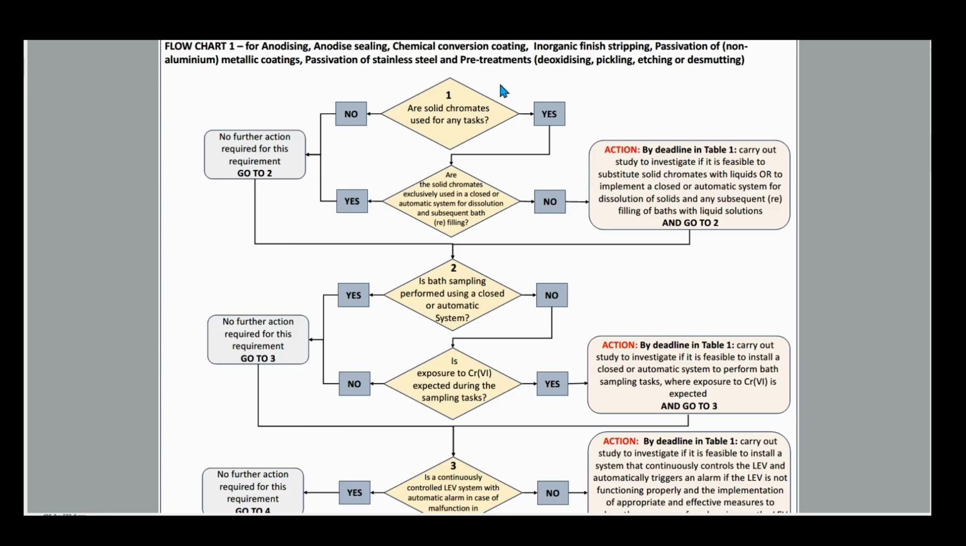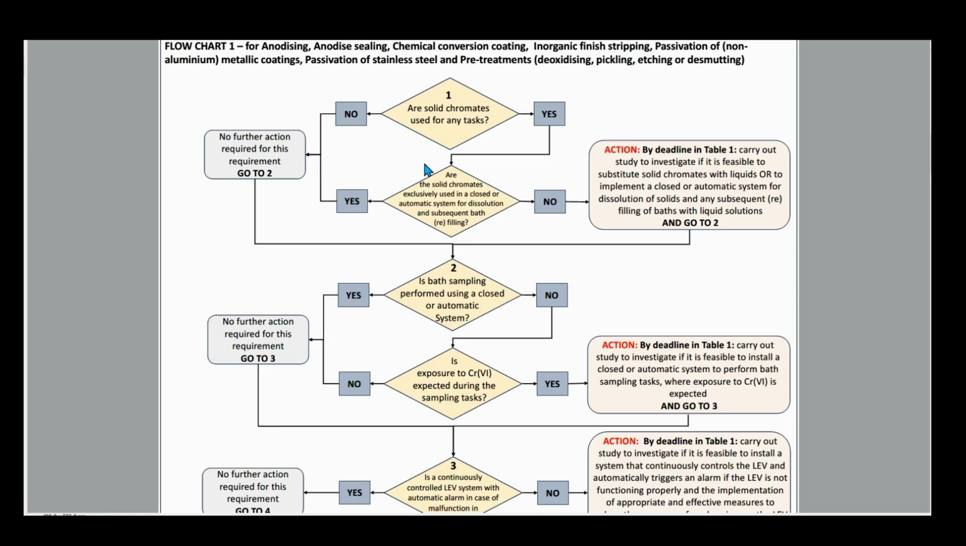If your site does not use any solid chromates, no further action is required and you can proceed to measure 2. If solid chromates are used, the second question is whether solid chromates are exclusively used in a closed or automatic system for dissolution and subsequent bath refilling. If this is the case at your site, no action is required and you can move forward to measure 2.